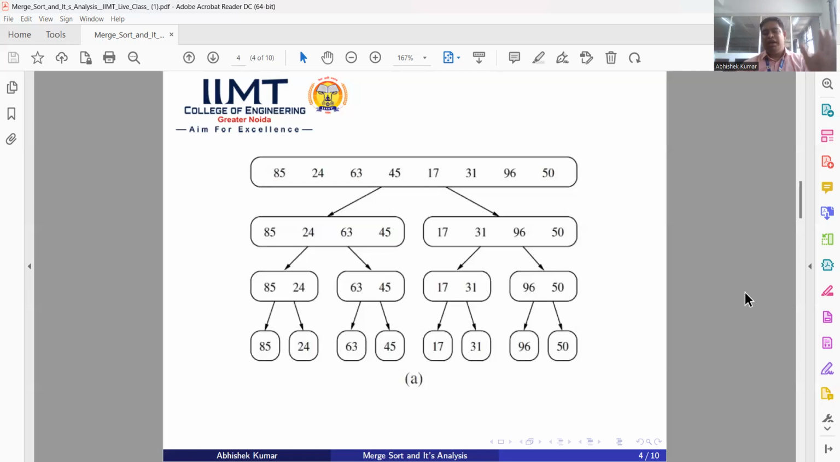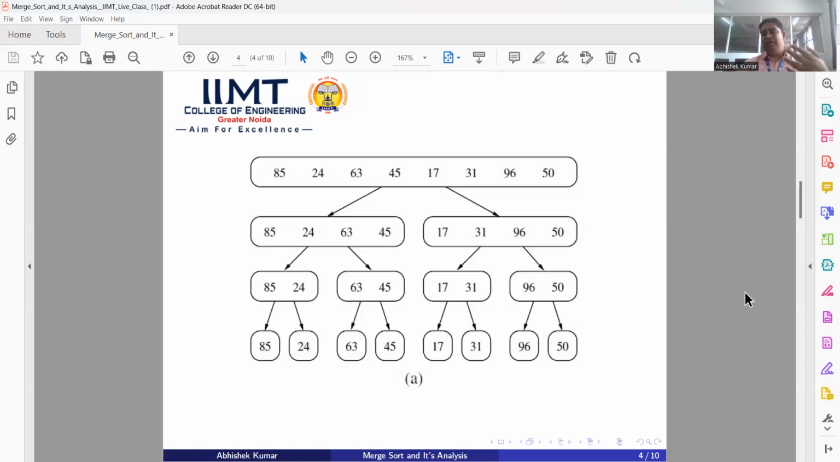So what we are doing, that means we are dividing the problem into 2 equal halves. So from 0 to the third element is the left subsequence, and from the 5th to 8th is the right subsequence. Again, now we can see S is divided into two equal half subsequences. One is S1, containing 4 different elements: 84, 24, 63, and 45. And the second subsequence also contains 4 different elements: 17, 31, 96, and 50.